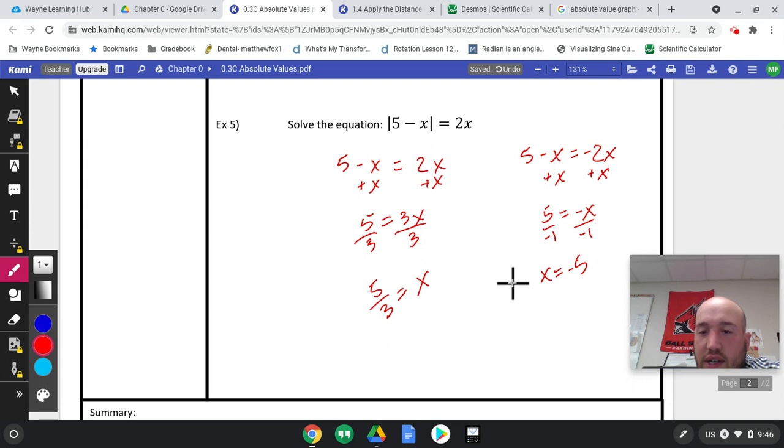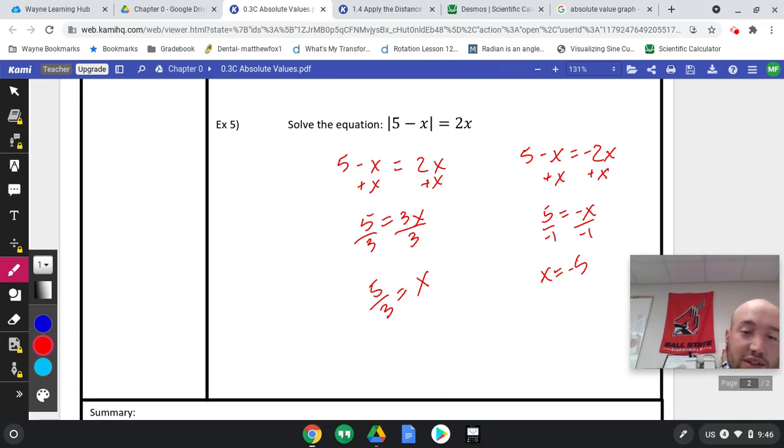All right, so now we've got to check these, especially when there's a variable over here. You've got to double check. Does it work? We can have extraneous solutions just like before. So 5/3, if we plug that in, 5 minus 5/3. Some of you might have difficulty doing that. That's fine. A couple options. You can use a calculator to help you check this, or we can convert.